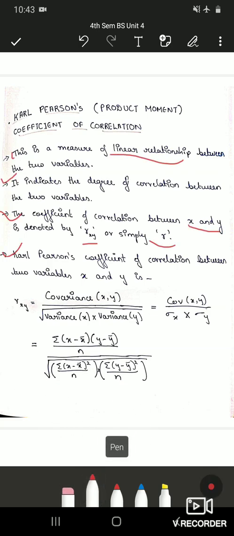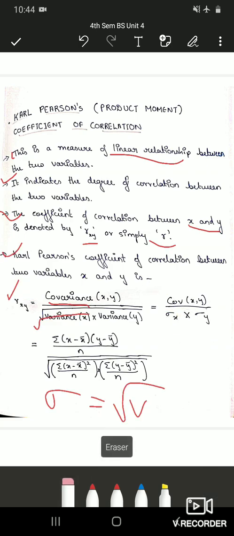So we will see what the formula is to calculate Karl Pearson's coefficient of correlation between two variables x and y. r suffix xy is equal to covariance of xy divided by square root of variance of x into variance of y. You can write it in short form: instead of writing the full word, you can write COV. So it is covariance of x comma y divided by, we know standard deviation is nothing but the square root of variance. So taking the square root of variance of x gives the standard deviation of x, sigma x, and likewise sigma y. So r equals covariance of xy divided by sigma x into sigma y.